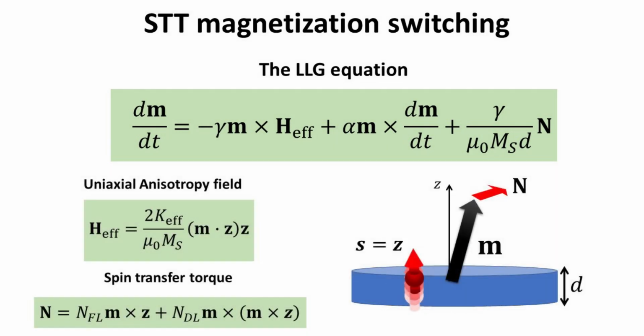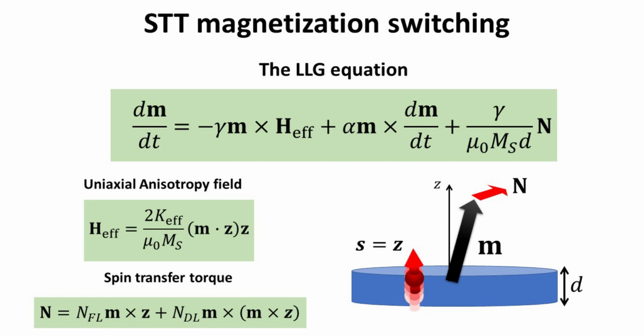We consider a magnetic element with uniaxial anisotropy, whose anisotropy field is explicitly given here. The magnetic layer has thickness d, as schematically shown in the figure. The incoming spin current has spin orientation along the z direction. The new feature now is the presence of the spin transfer torque on the right-hand side of the LLG equation. The spin transfer torque is composed of the field-like and damping-like components, as described previously.